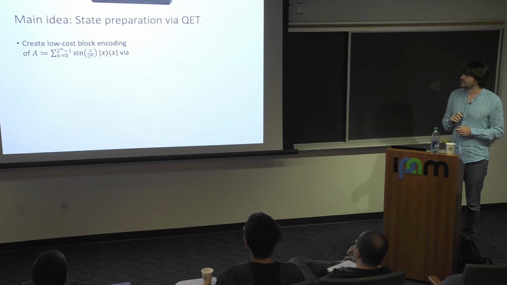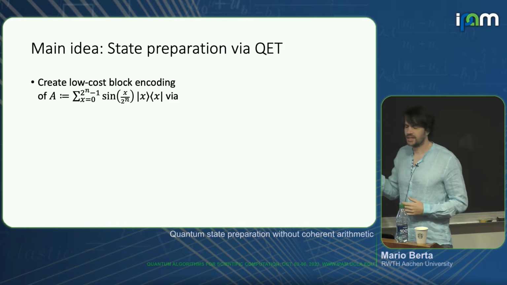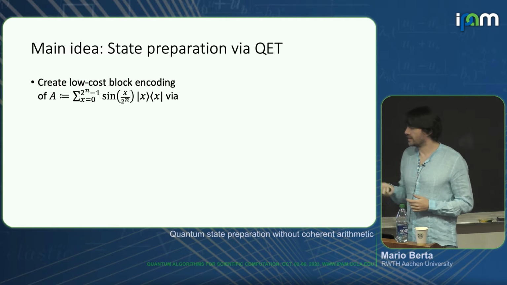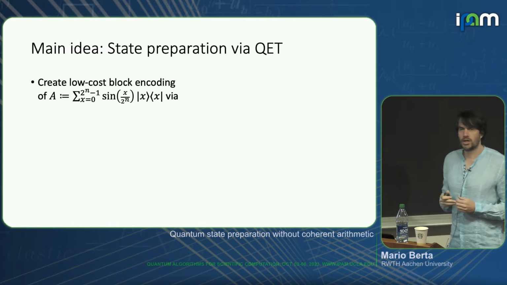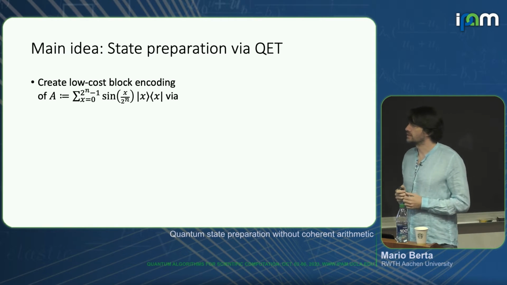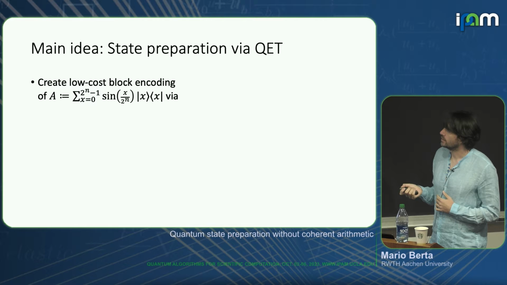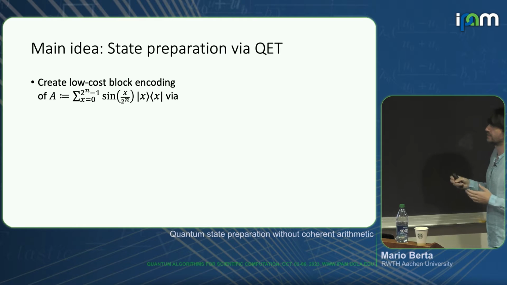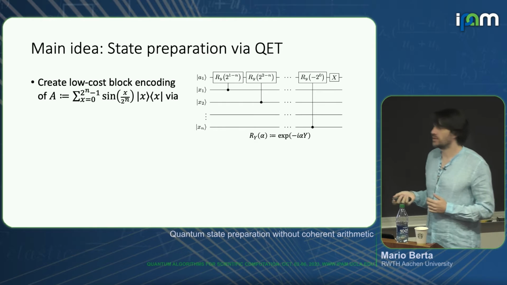Good. Then let me continue. So what's the main idea? Actually, there's some flexibility also, I think, in how one wants to do this exactly. So the way we choose to do it is the following. We first create a low cost block encoding of this diagonal matrix, where the amplitude is given by this sine, just again uniformly spaced. And one of the reasons we start with this is because there is a rather cheap circuit that does this.